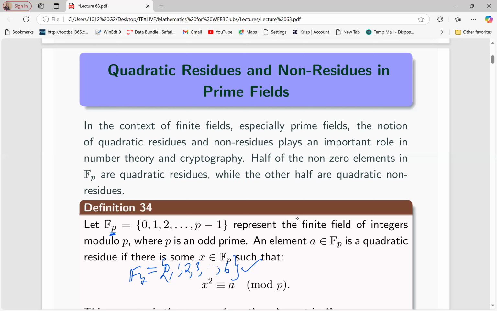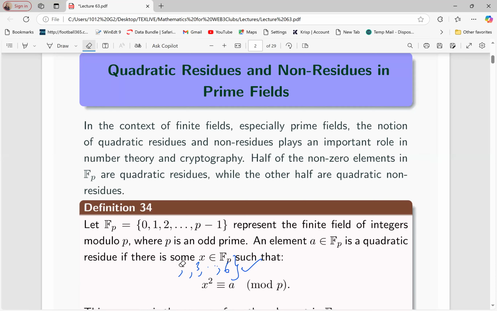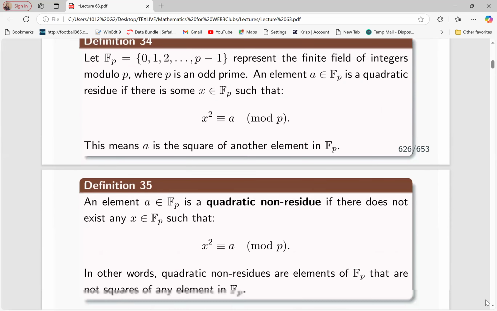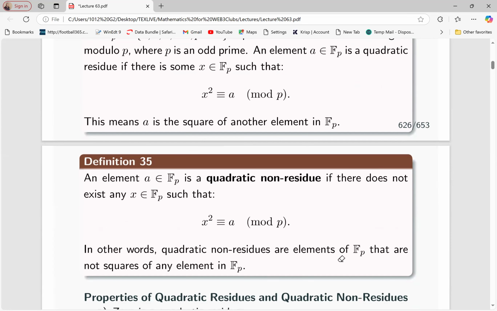If you're given p, then half of p would have square roots, and half will not have square roots, mod p. That's what it means. Quadratic residues are those numbers that have square roots. So they are squares. Those numbers have square roots. And quadratic non-residues are those that lack square roots. That is what my definitions mean.